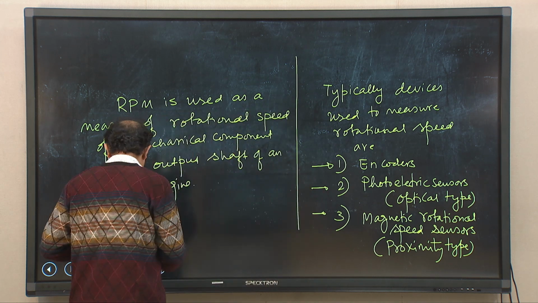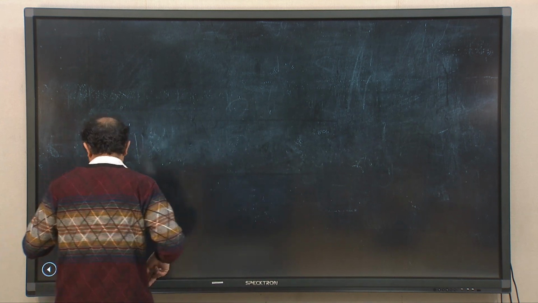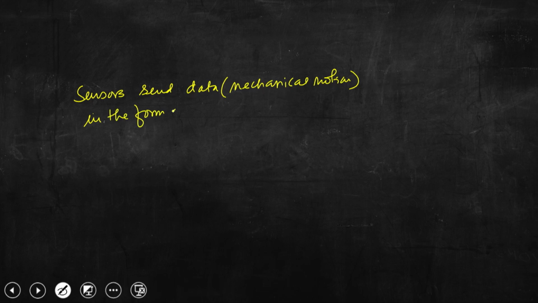So, if you go to the next slide, the sensors that we have discussed in the previous slide send data, which is essentially mechanical motion, in the form of electrical pulses. Okay. Electrical pulses.